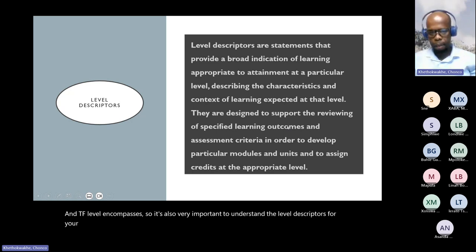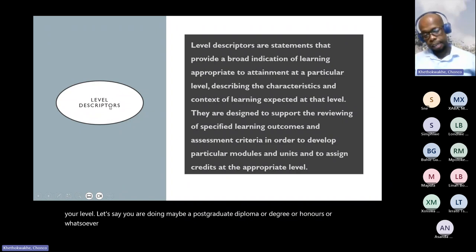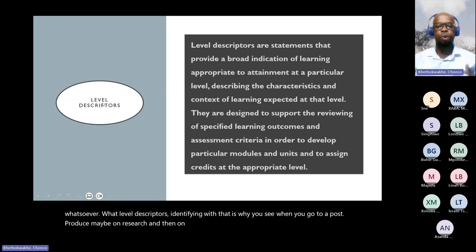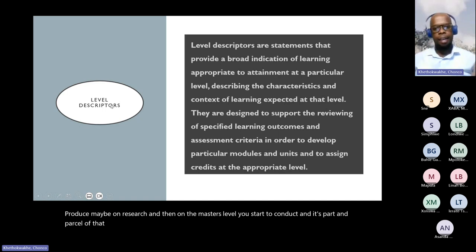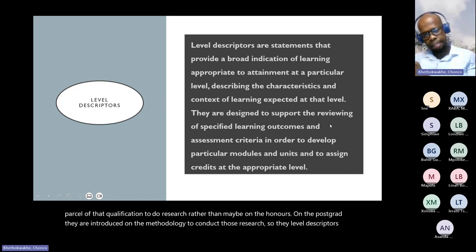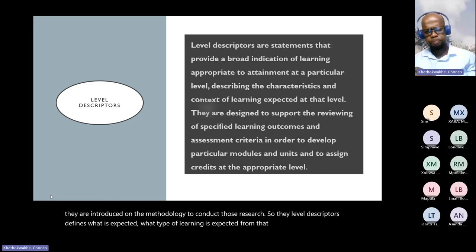Let's say you are doing maybe a postgraduate diploma or degree or honors or whatsoever. What level descriptor defines that? That is why when you go to postgrad, you start to be introduced maybe to research. And then on the master's level, you start to conduct research, and it's part and parcel of that qualification, rather than on the honors, the postgrad, where they are introduced to the methodology to conduct that research. So the level descriptor defines what type of learning is expected from that particular level.